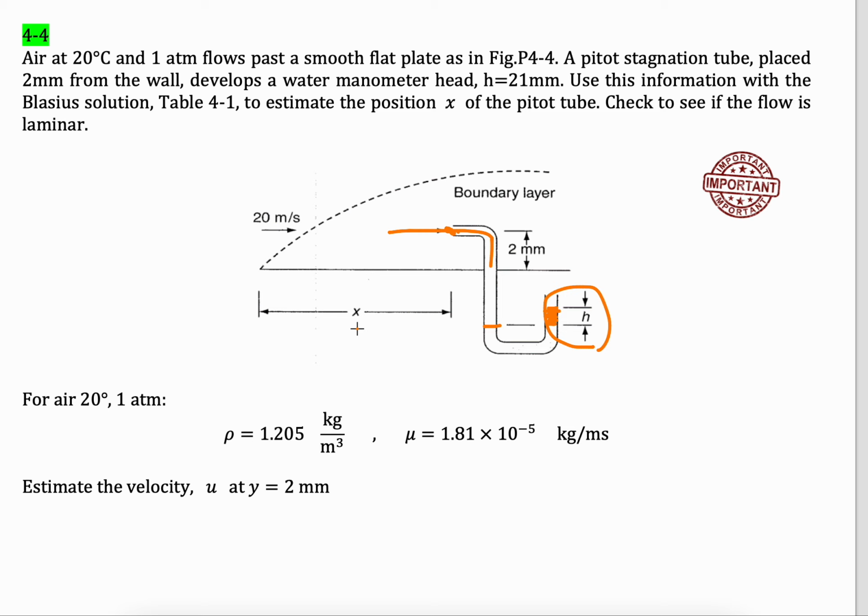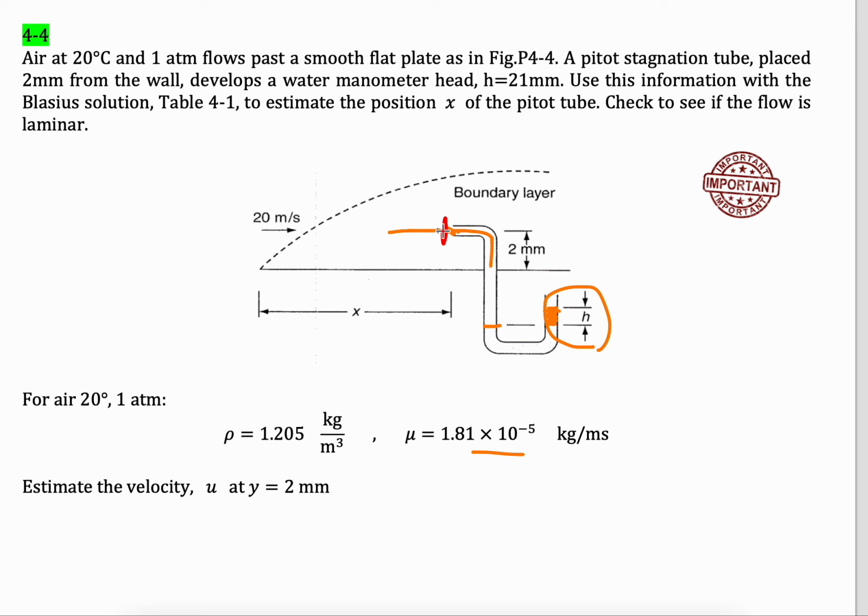To simplify this calculation, we assume at 20 degrees Celsius, 1 atm, the density of air is 1.205 kilograms per meter cubed, and the dynamic viscosity is this one. And then the question is, first we need to estimate the velocity at y equal to 2 millimeters, meaning the velocity at this point.